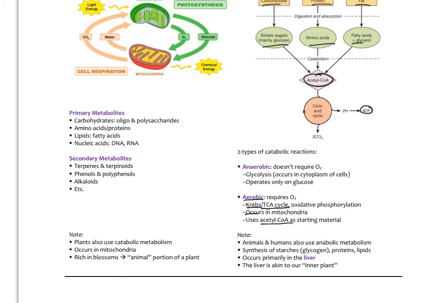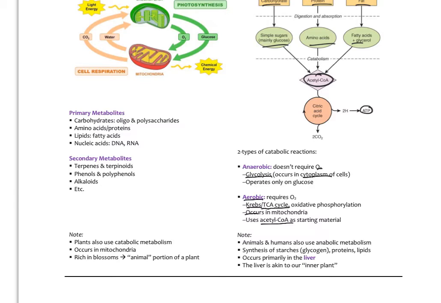We can make energy in cells anaerobically, which doesn't require oxygen, via glycolysis, which is the breakdown of glucose into a molecule called pyruvate. That occurs in the cytoplasm of cells. But that results in only a couple of ATP molecules, whereas we'll see with aerobic metabolism, we get upward of 35 or more ATP molecules per molecule of glucose. So a lot more energy is produced aerobically than anaerobically.